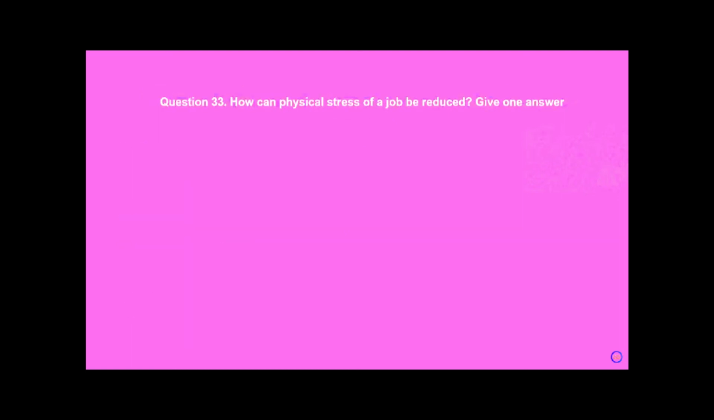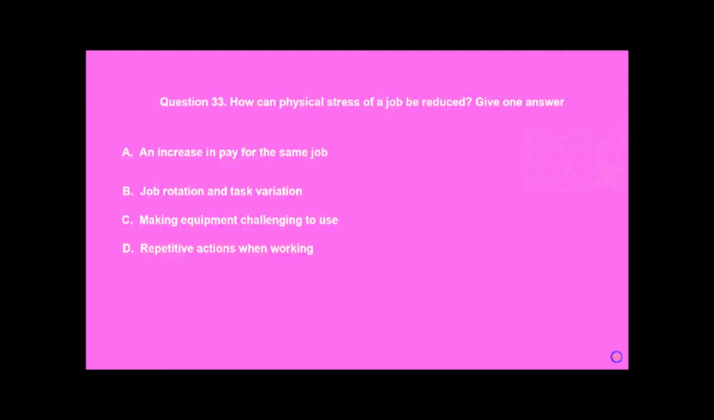Question 33. How can physical stress of a job be reduced? Give one answer. A. An increase in pay for the same job. B. Job rotation and task variation. C. Making equipment challenging to use. D. Repetitive actions when working. The correct answer is B. Job rotation and task variation.